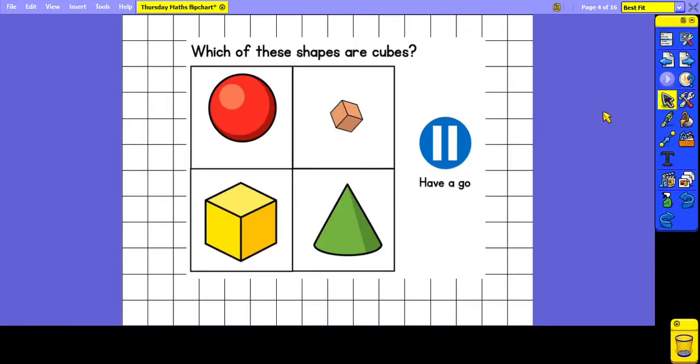Here we have got some different 3D shapes and you need to identify which ones are cubes. So go through them one at a time. If it is not a cube, put a cross, and if it is a cube, put a tick. Pause the video now and have a go.